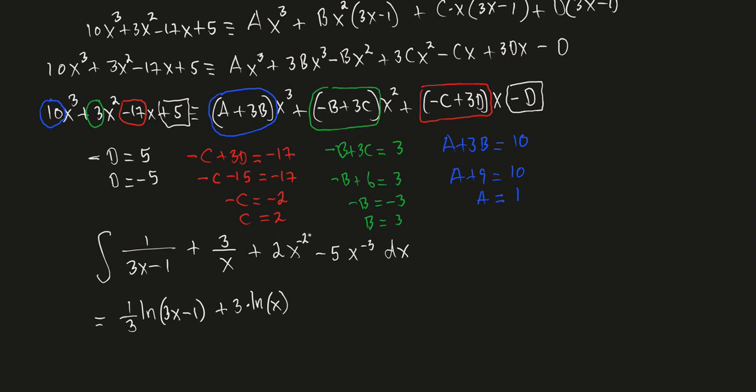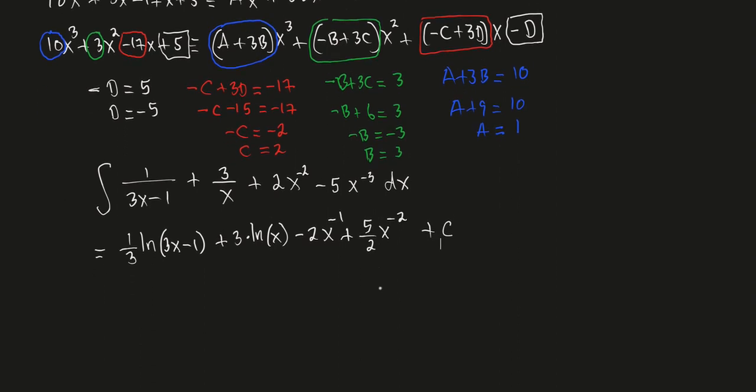So add 1 to the power, so it becomes negative 1, divided by negative 1. So we have a negative 2 times x to the negative 1. Power rule again for this, add 1, so we get negative 2, divided by negative 2, so that's plus 5 halves x to the negative 2, and then we have our plus c. So if you want to write your final answer without negative exponents, this is what it looks like.